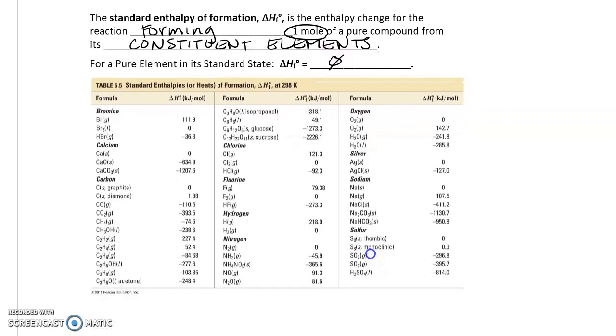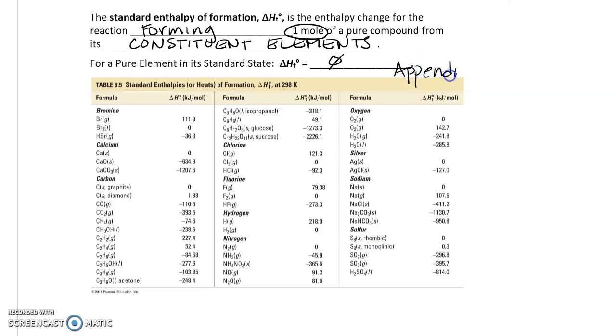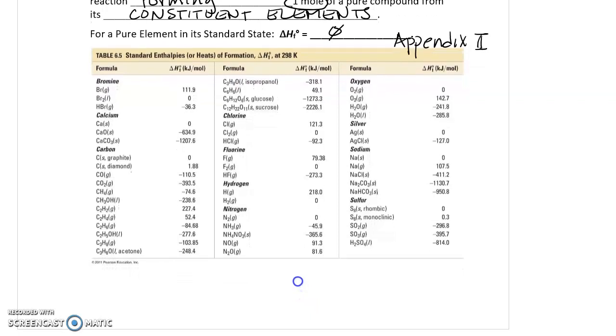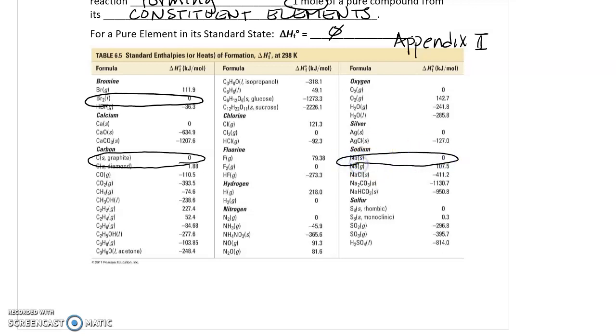So let's look at this table. This is a short table in your chapter, but there are more in Appendix 2, so you can find more of your standard enthalpies of formation there. Let's take a look. I just want to point out that bromine, we know it's a liquid. There it is, in its standard state, and it's 0. Let's look at carbon. Graphite, the pure element in its standard state, is 0. And then sodium, there you go, that's a solid, and that's 0.